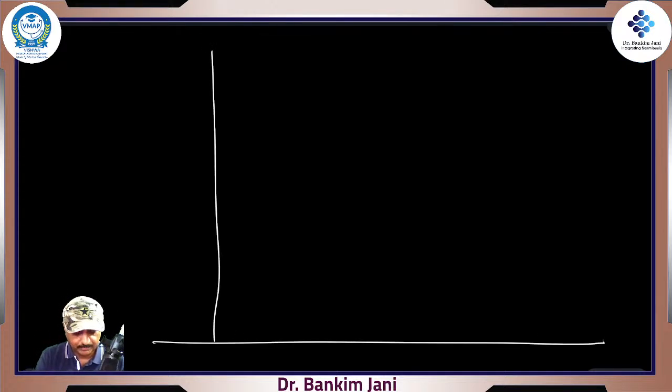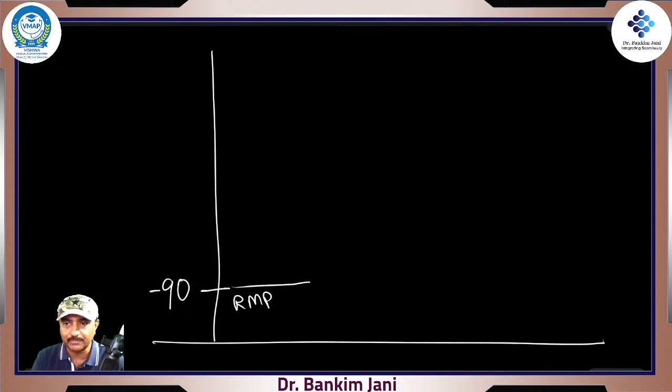Okay. So on this page, we just draw that graph, right? That story started with minus 90 millivolts. You know it so well. This is the resting membrane potential, or the resting phase.